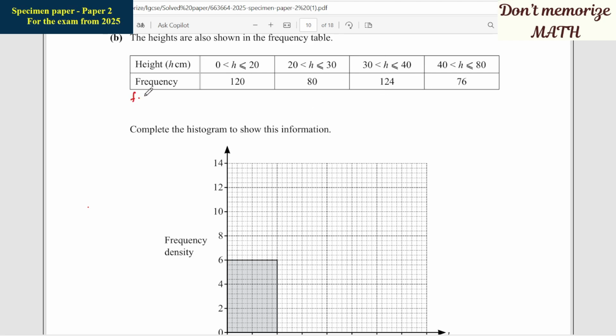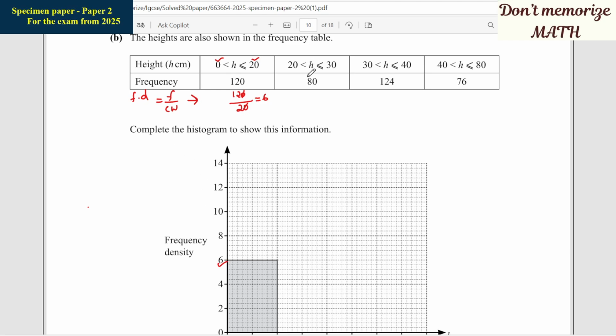Okay, let's see frequency density. For the first one, the frequency density is 6. So let's see whether we are getting the same here or not. Frequency density is frequency over class width. So for the first one, frequency is 120 over class width is 20 minus 0. 20 minus 0 is 20. So cancel the 0. 12 over 2 is 6. So we already got 6 here. So no problem. You can move with the same method.